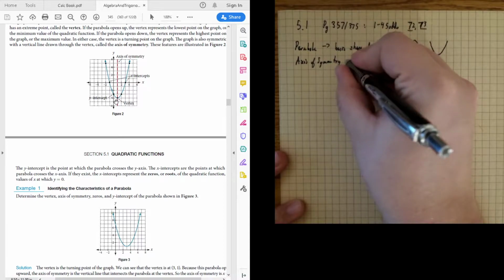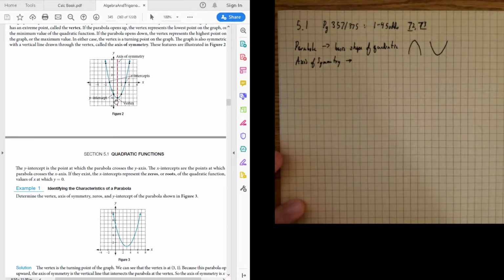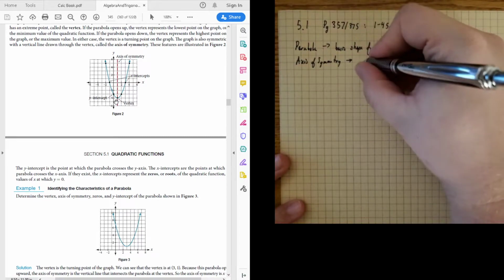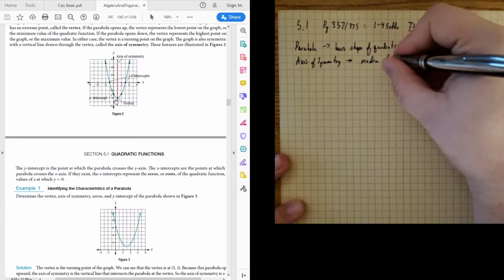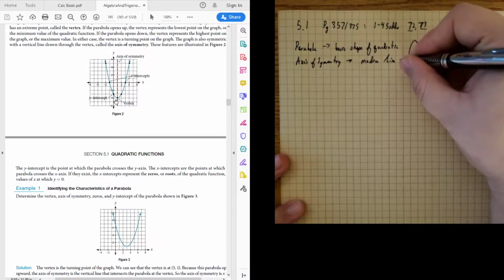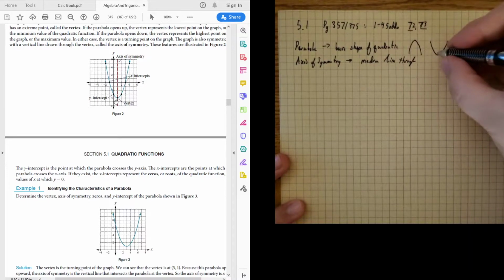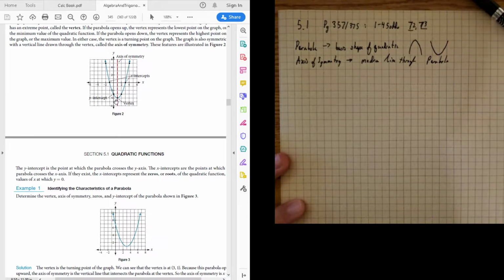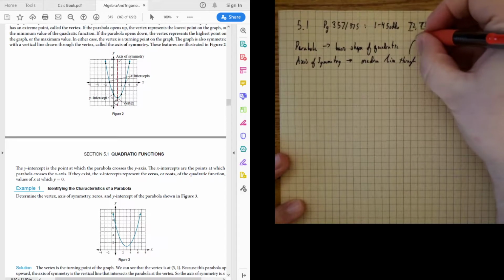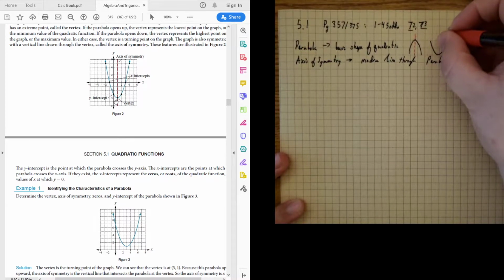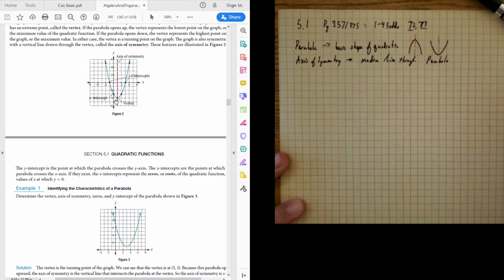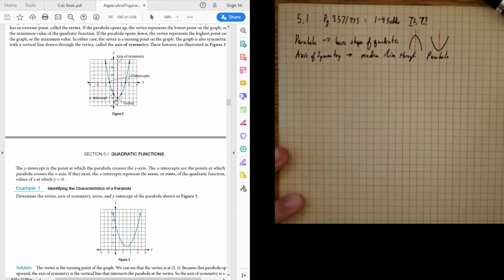If you remember from geometry, the word symmetry refers to the reflection. And so your axis of symmetry is the median line through the parabola. So in this case, for my picture, my axis of symmetry would be in red, right there, and right there. So it's the middle line in between these parabolas.